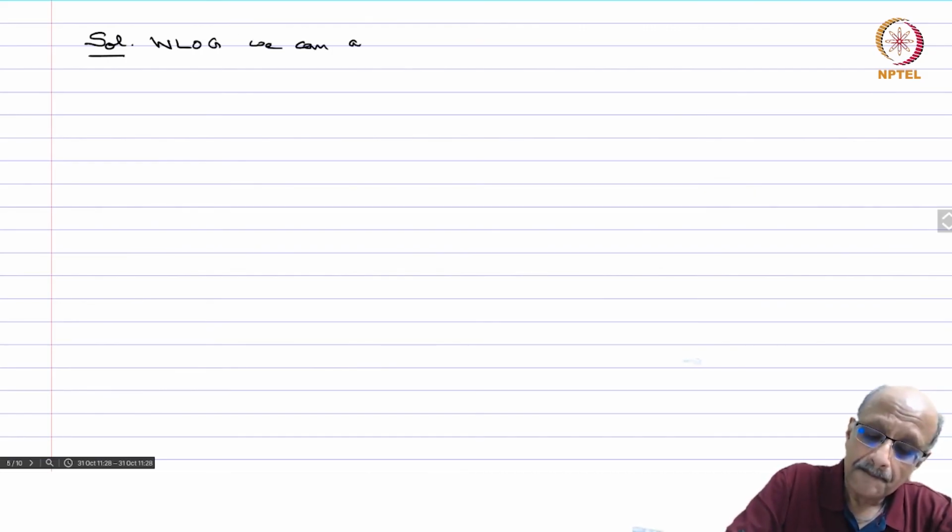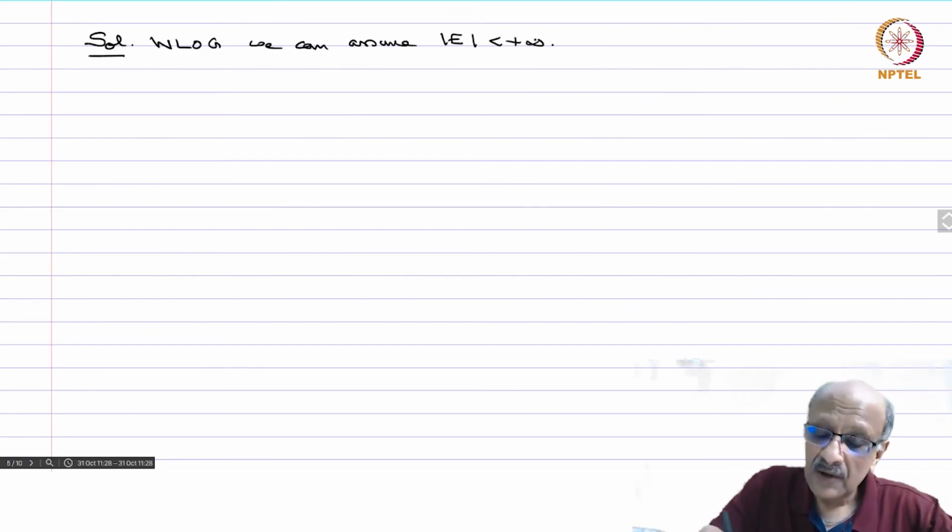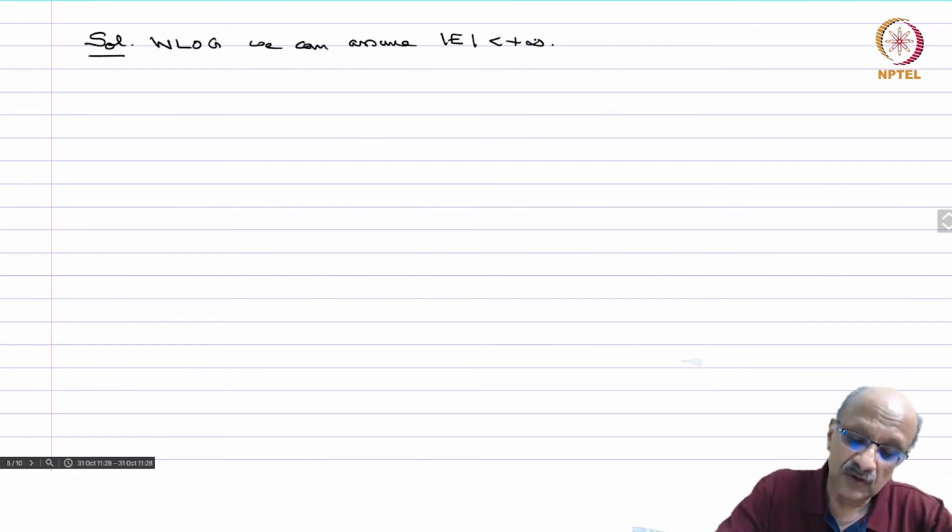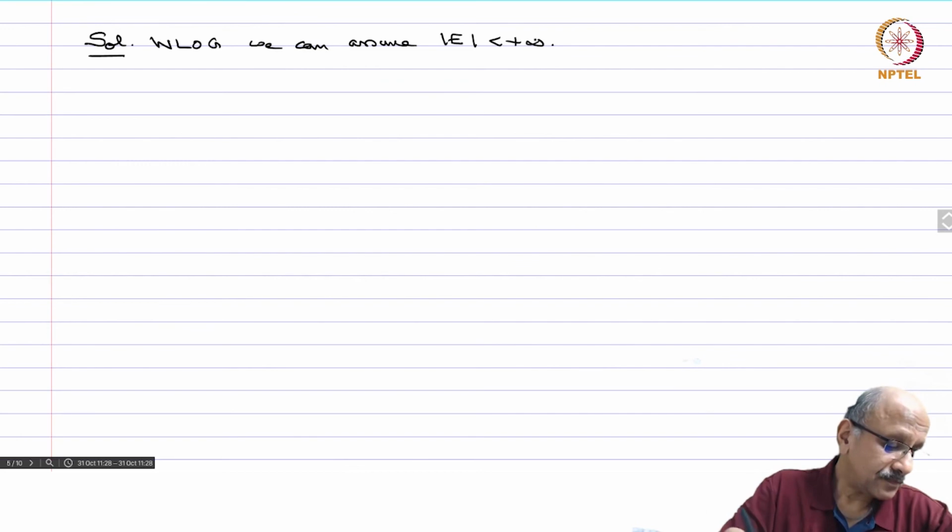So solution. Without loss of generality, we can assume that the Lebesgue measure of E is strictly finite, because the series converges over a set E. So if necessary, you take a subset of positive finite measure, then also it's going to converge. So there's no problem in assuming that the measure is finite.